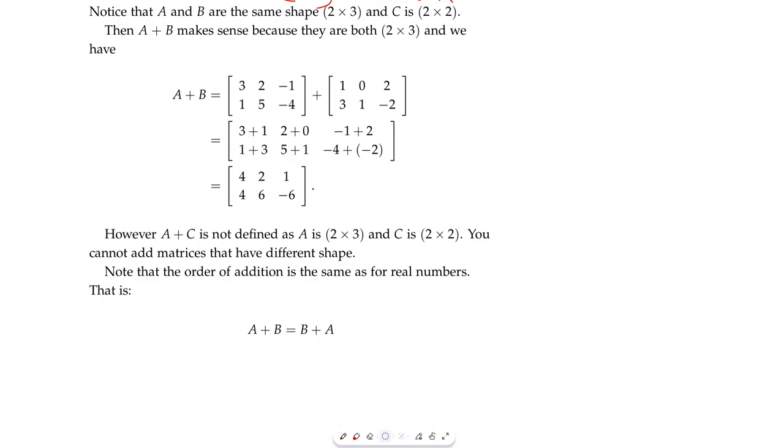And you must also note this. Note that order of addition is the same as for real numbers. That means A plus B is the same thing as your B plus A. So you should try this. Okay, let's try together. B plus A means you are writing B first now. What's your B? Your B is 1, 0, 2, 3.